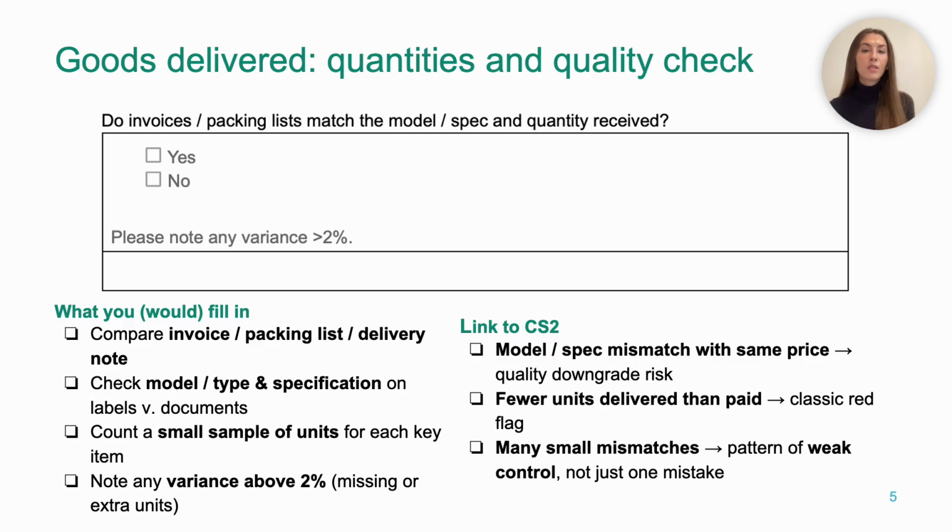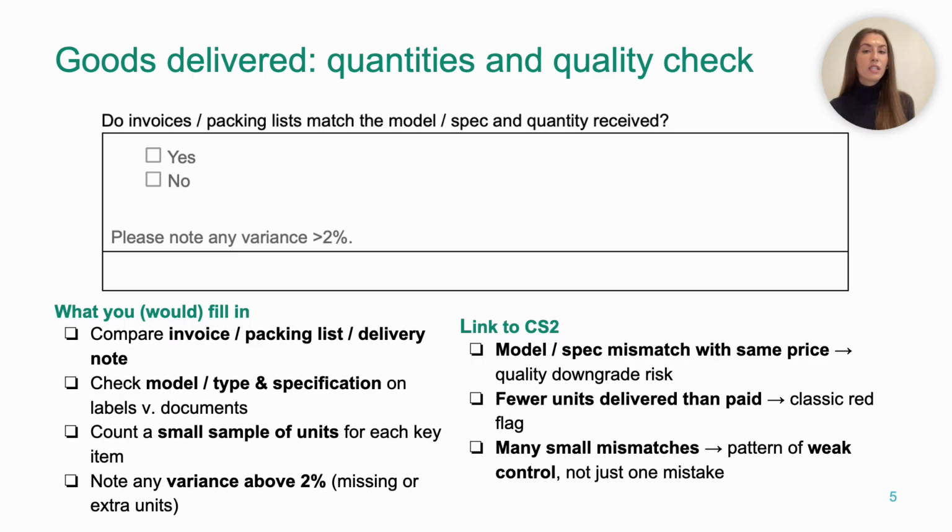Well, if the model or specification is different but the price is the same, this is a classic corruption scheme 2 pattern, a model swap or quality downgrade. So on paper, the administration paid for a higher quality item, but in reality, you've noticed a cheaper, weaker model arrived. Now, if fewer units are delivered than in the invoice, again, this is straight corruption scheme 2 red flags, undelivered goods compared to payment.